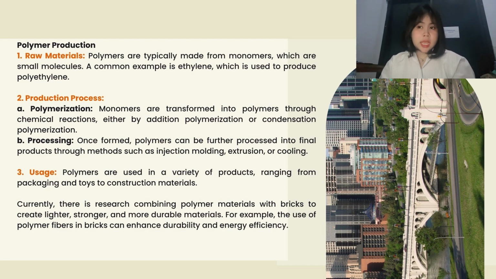Production process. A. Polymerization. Monomers are transformed into polymers through chemical reaction, either by addition polymerization or condensation polymerization. B. Processing. Once formed, polymers can be further processed into final products through methods such as injection molding, extrusion, and cooling. 3. Usage. Polymers are used in a variety of products, ranging from packaging and toys to construction materials.